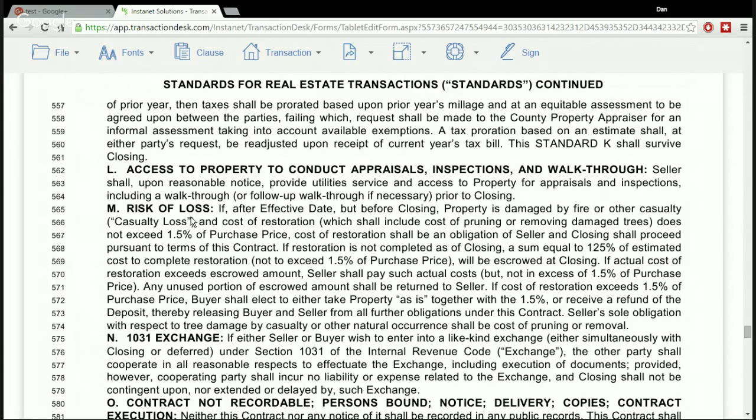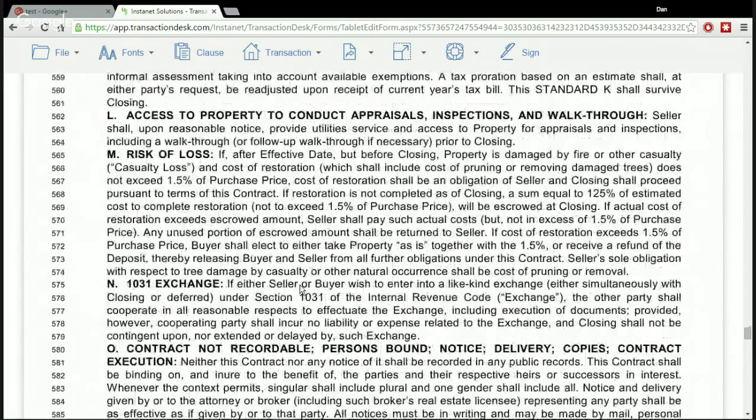Here's some information about the property's risk of loss, if it's after effective date, if there's a fire or something like that. It talks about how that's handled.